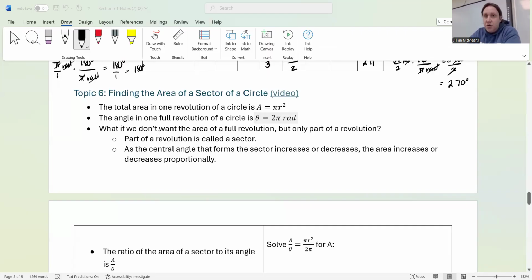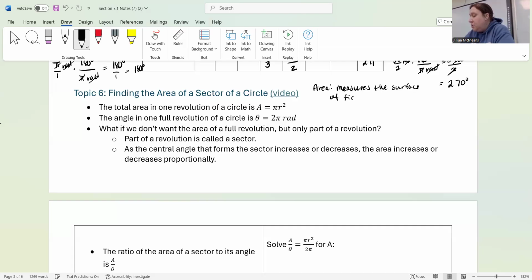There are a couple of things that we know or should know, and I'll remind you if you don't. First of all, the total area in one revolution of a circle is A equals pi r squared. And remember, area measures the surface of a figure. If you have a circle, imagine coloring it in. What does that represent? The colored in area. This is always measured in square units. That will be important in just a minute.